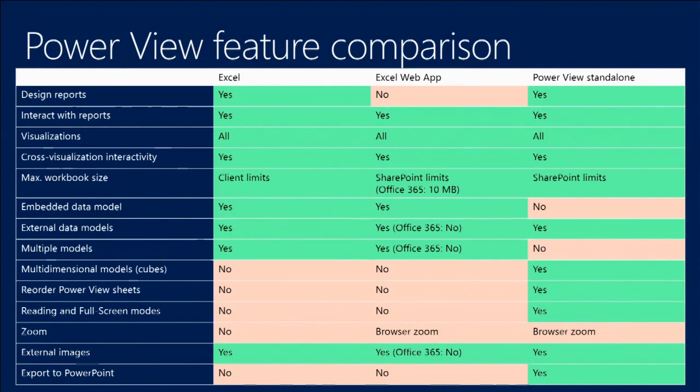Whereas with Power View Standalone, it does not contain any data. It does not contain a model. All it contains is definitions of the different charts and tables in your report, and it always connects to an external model.